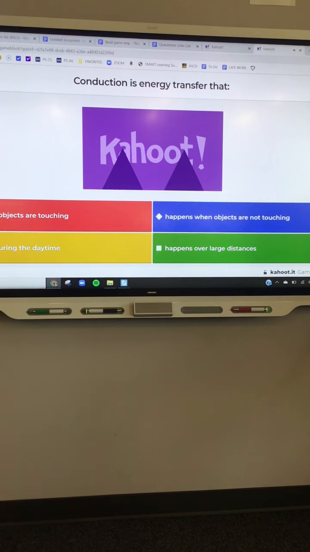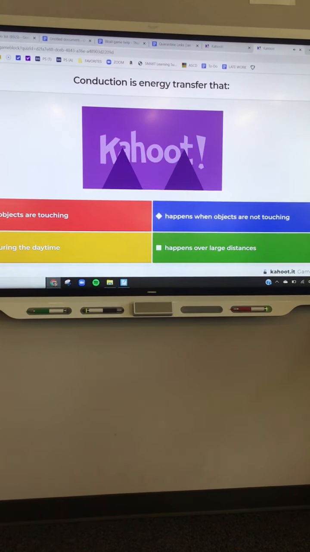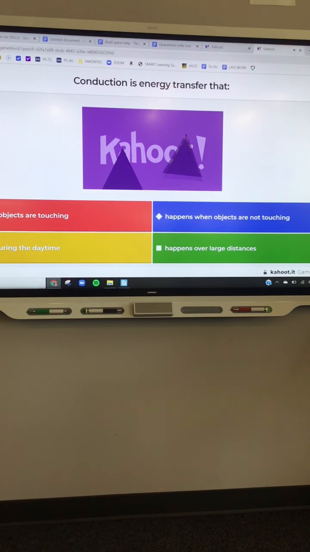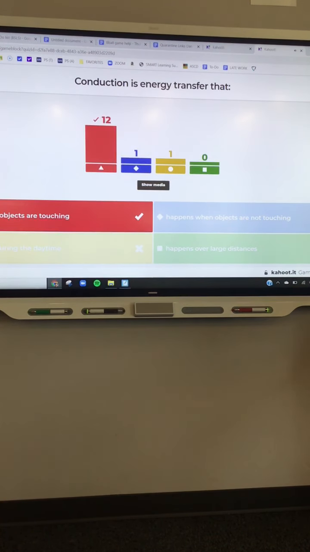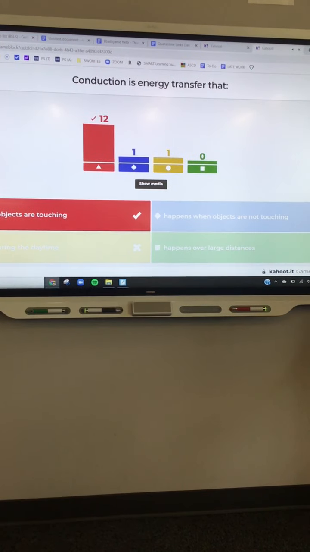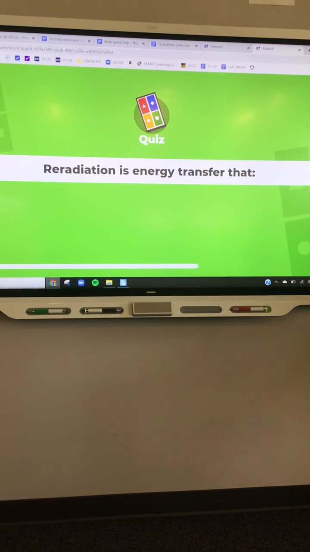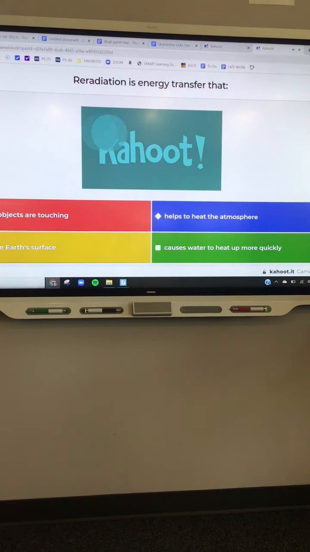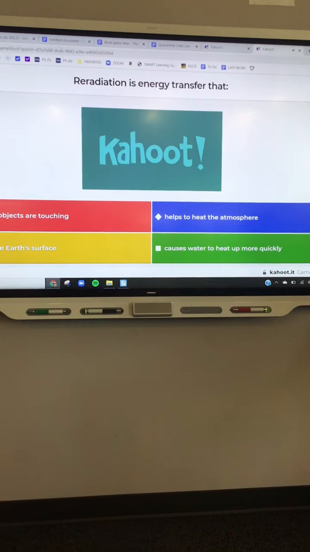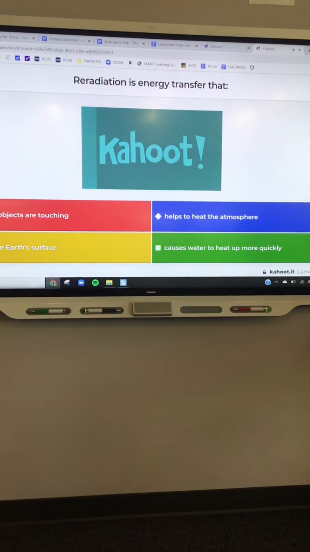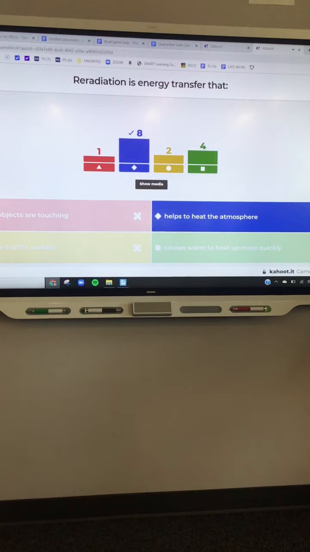Everybody's going to win. Wow, he got just one question right. He just told us. Why are we taking so long to answer? Oh gosh, I knew it. Yay, everybody. Radiation is energy transfer that... re-radiation. I don't think we talked about this one. You can just guess. I can just skip it. I'm guessing. I'm actually right. Helps to heat the atmosphere.